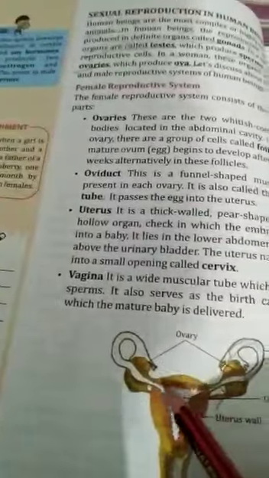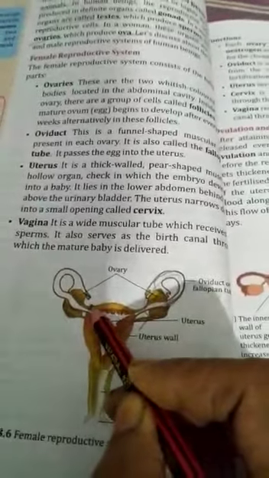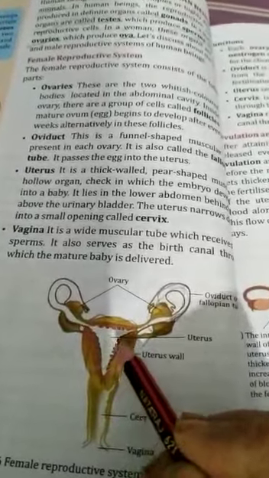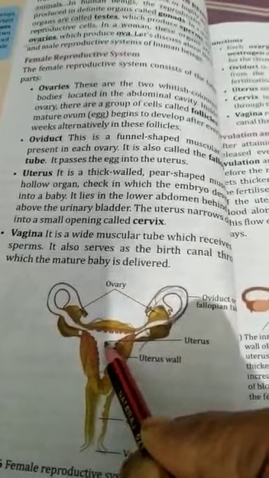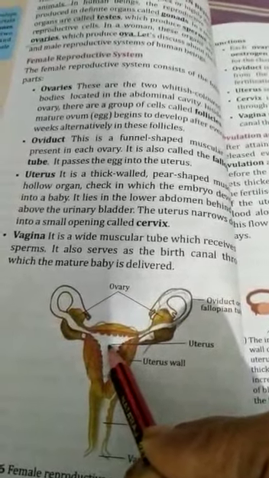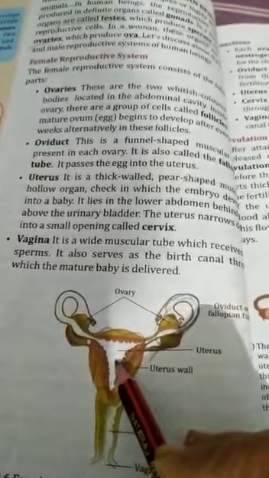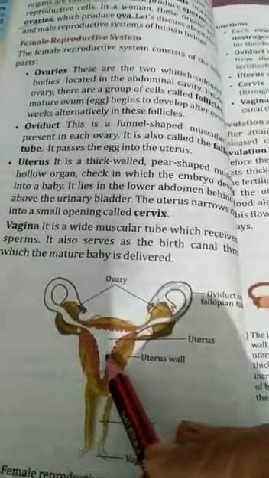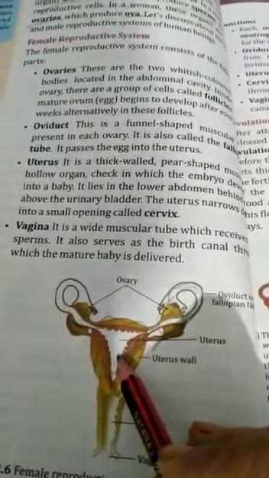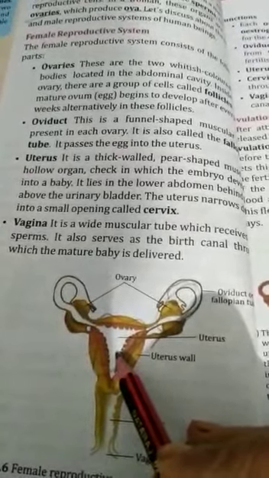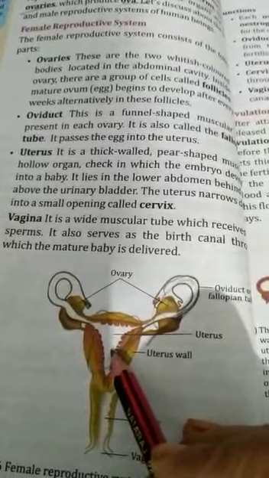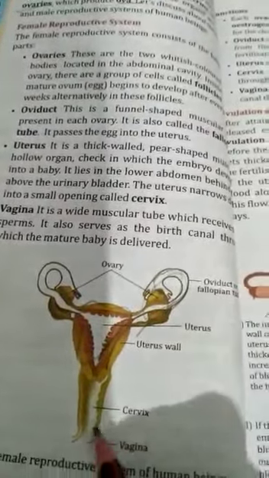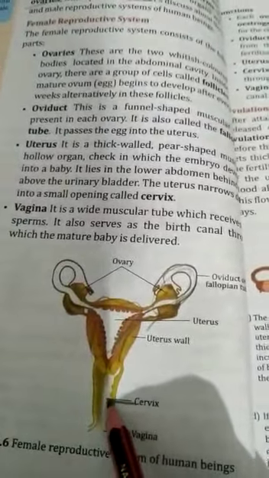Now what is the uterus? The uterus is a thick-walled, pear-shaped, hollow organ where the embryo develops. So what is the function of the uterus? The uterus serves as a room for the embryo to develop into a baby. It lies in the lower abdomen behind and above the urinary bladder. The uterus narrows down into a small opening known as the cervix.